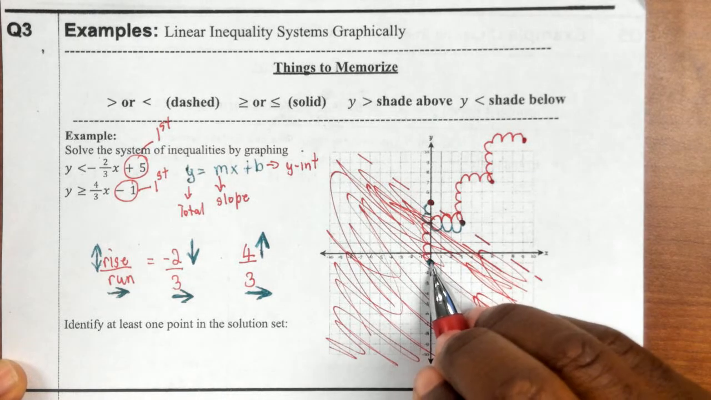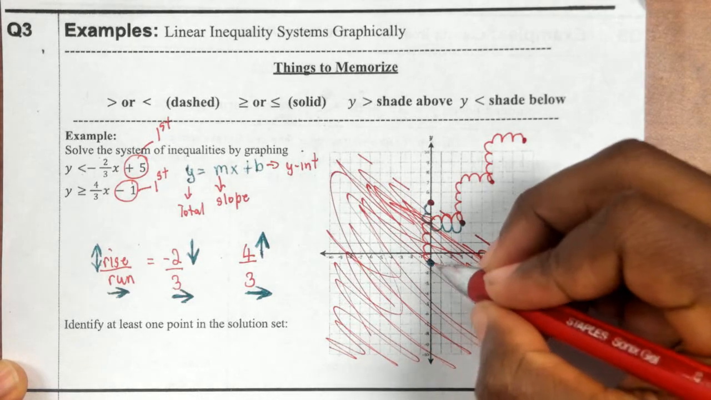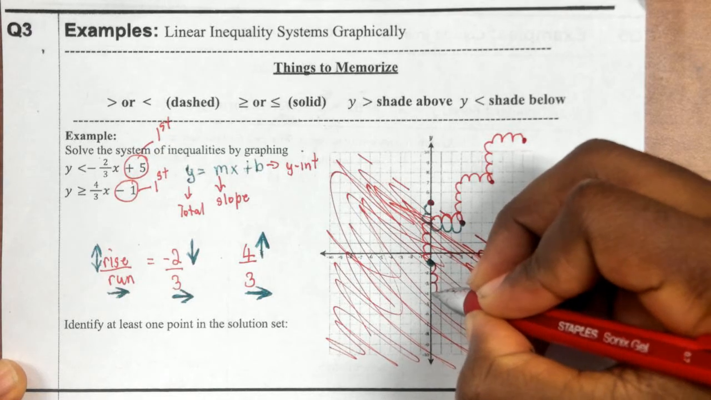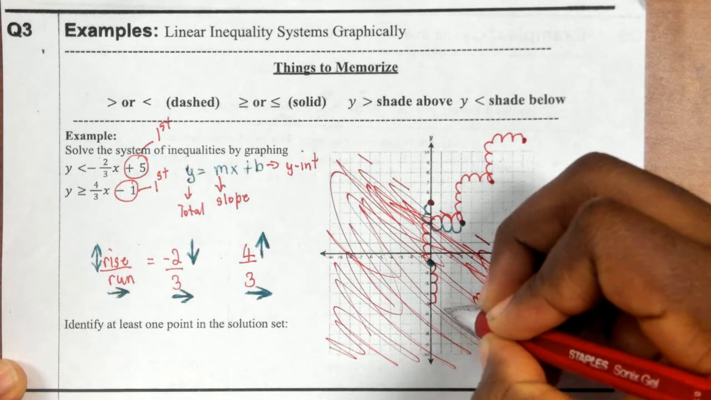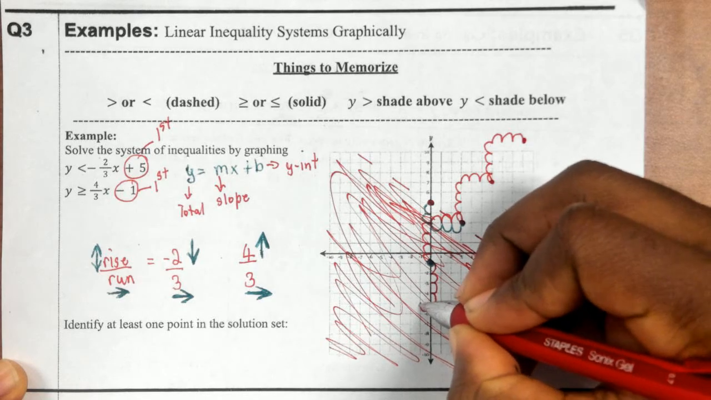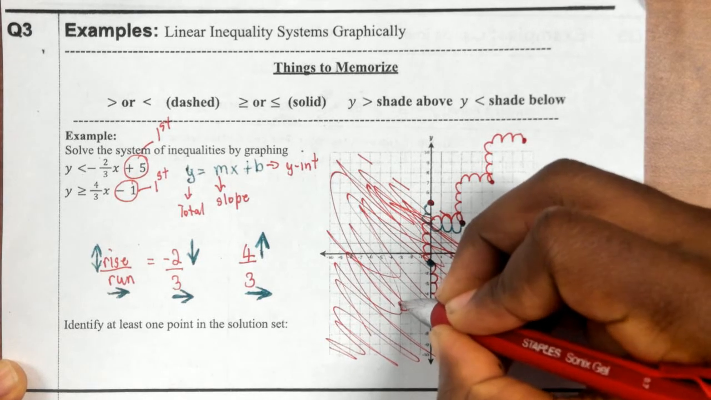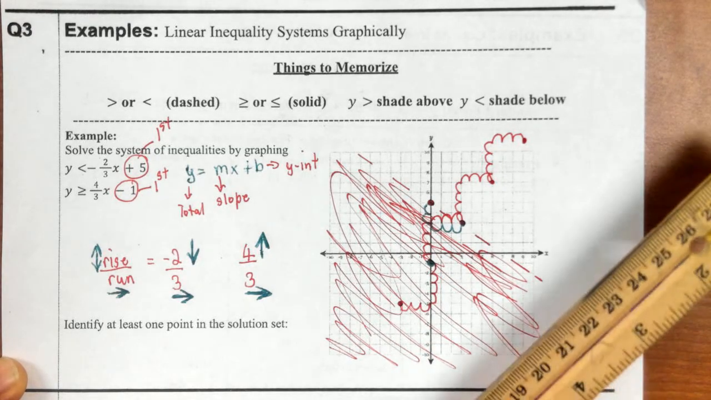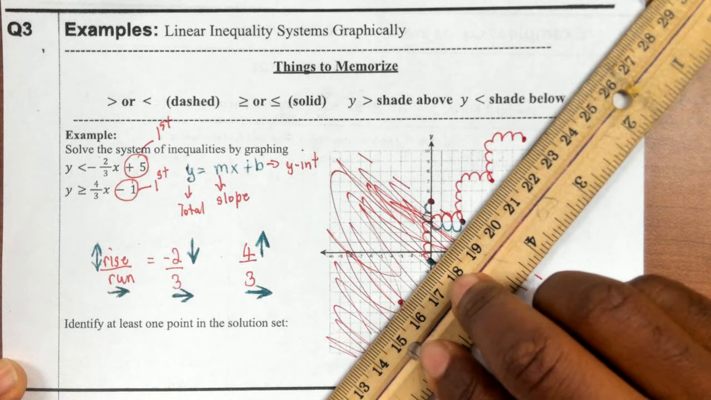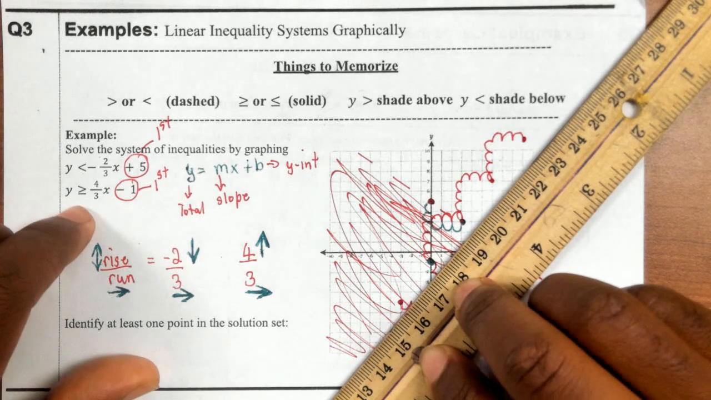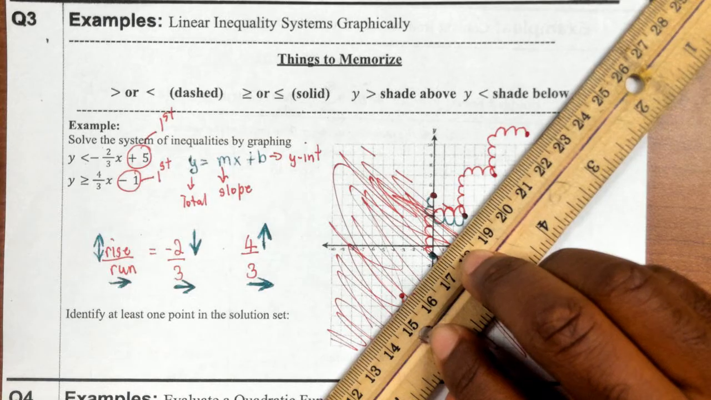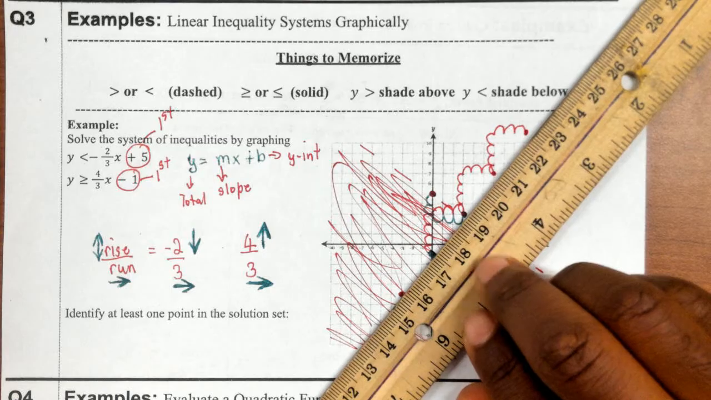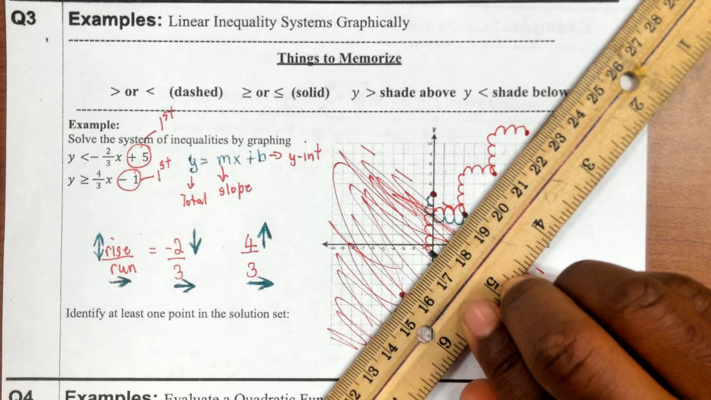It would also work if I did the opposite. If instead of going up I went down 1, 2, 3, 4, and instead of going to the right I went to the left 1, 2, 3, that would also be a point on my straight line. Now I'm going to figure out the type of line I'm going to have. Because there's a line underneath, I'm going to have a solid straight line.